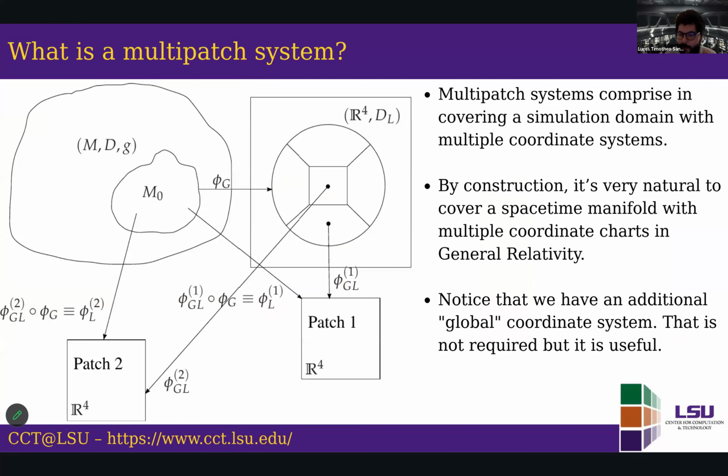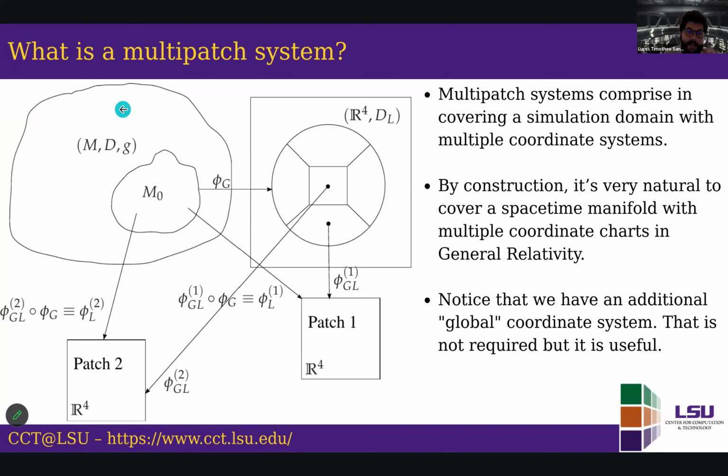Right, so let's begin by talking about what is a multi-patch system, and then we'll talk about why we want to use them. Basically, the idea of a multi-patch system is that you're going to cover your simulation domain with multiple different coordinate systems. There's a few reasons why we want to do that. But this is something that's mathematically very natural to do in general relativity because, as you may be aware, coordinate charts and coordinate maps are gauge freedoms. We can play around with coordinates as much as we want, right?